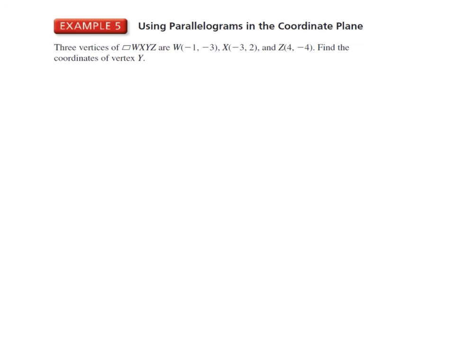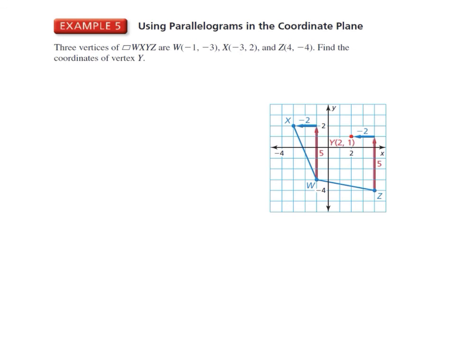All right, so here on our final example 5, we have 3 vertices given for parallelogram WXYZ. So get those plotted, and what we want to do is find the 4th coordinate called vertex Y. So hopefully you're already thinking about this pattern, realizing that, first of all, it's a parallelogram, and by definition and our properties, we know that opposite sides are parallel. So if I think parallel, I should immediately think same slope. So that's immediately what I'm thinking about is my slopes.